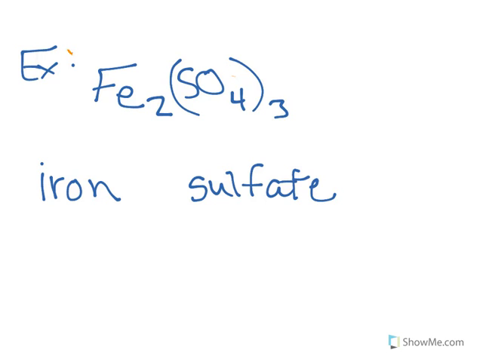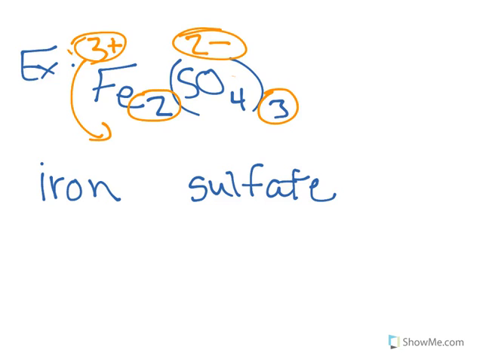So now I'm going to uncross my crisscross. I'm going to take the 3 from sulfate, put it on the iron. The 2 from iron, put it on the sulfate. Now we check, is sulfate really 2-? And if you look at your polyatomic ions chart, it certainly is. That means that iron's charge is 3+, so this is iron(III) sulfate.